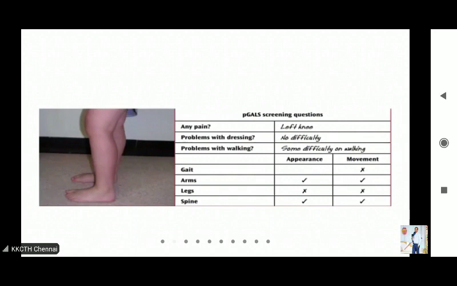Once you've done that, then you have to document your abnormal findings. So for example, you have a child with left knee pain, then you ask any pain, yes, left knee, problems with dressing, no difficulty, problems with walking, some difficulty in walking, and depending on which side you see the abnormality, you can put a tick. You put gait, arm, leg, spine, right and left, appearance and movement, and you write which is abnormal.